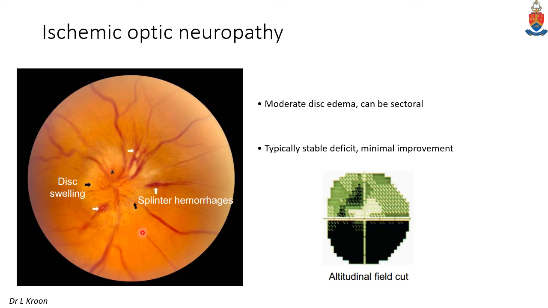So just a little bit more on ischemic optic neuropathies, as one can also see splinter hemorrhages. Here's an example of disc swelling due to an ischemic optic neuropathy, and we typically think of this as being a small vessel vasculopathy of the optic nerve. And that's why there's often an altitudinal defect because of the loss of blood supply in the optic nerve, which is divided into superior and inferior distributions mediated by the long and short ciliary blood vessels. Typically, the visual defects are stable with minimal improvement over time.